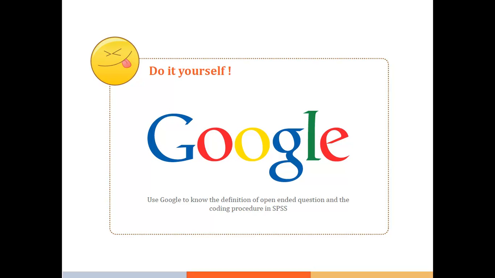Now, in your questionnaire, you may have other types of questions called open-ended questions, and you have to code them. So what is the procedure for open-ended questions? How do you code an open-ended question in your SPSS code book? Well, do it yourself. Use Google to find the definition of an open-ended question, and then ask Google how to code open-ended questions in SPSS. This is what you have to do by yourself.